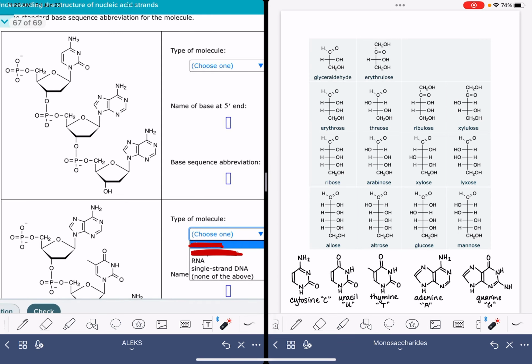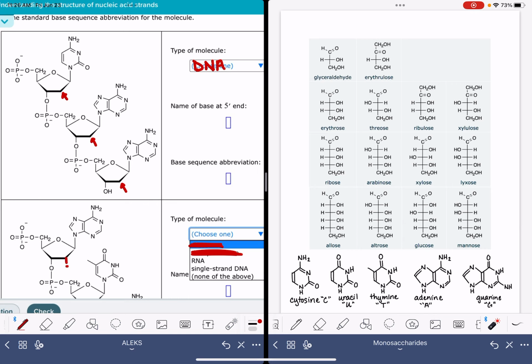So how are you going to tell the two apart? To do that, you're just going to be looking at this portion of the rings, the 5-membered rings in the nucleic acid. If there is not an OH group attached to that carbon that I pointed at, that is DNA, deoxyribose, meaning there is not an OH group at that particular spot. So this is a single strand of DNA. I'm just going to write DNA.